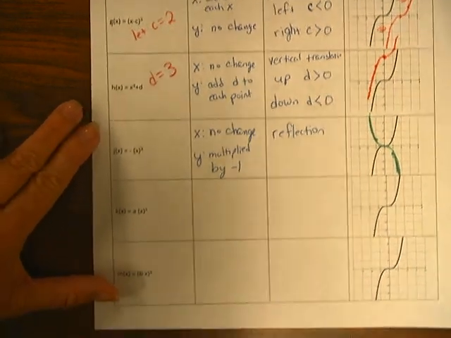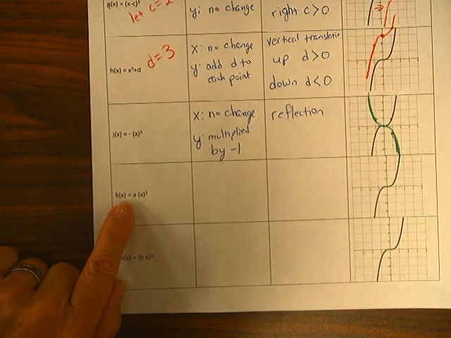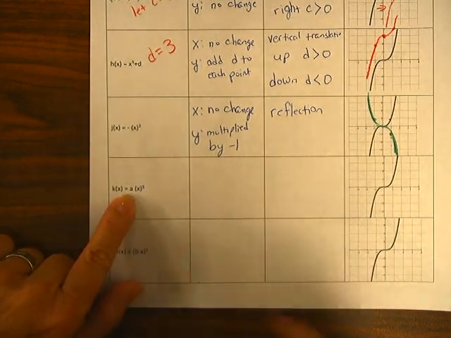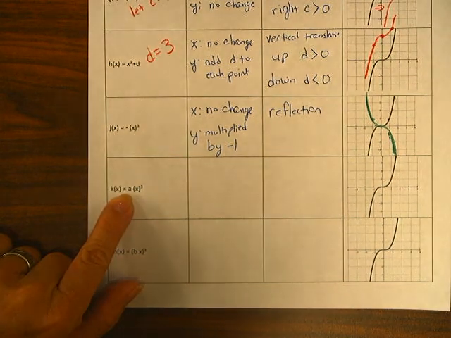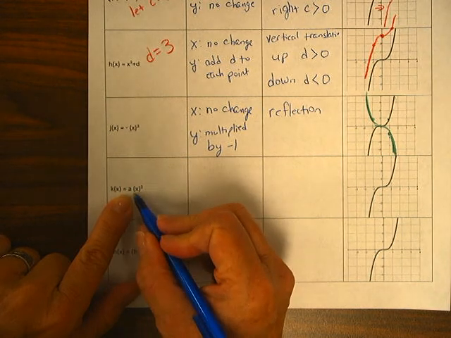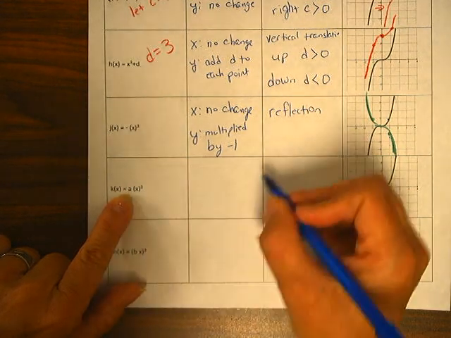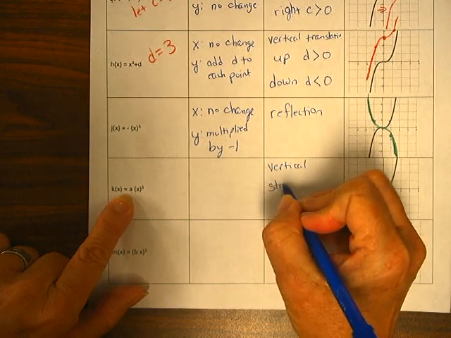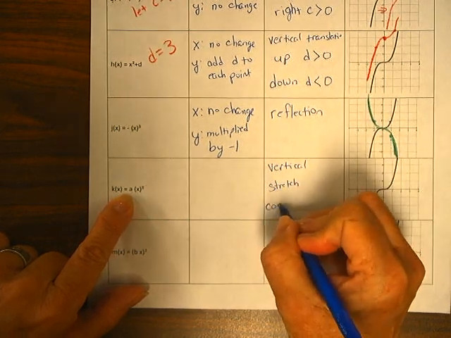Okay, function k. We get this function when we take our cubic parent function and multiply it by a. So a is outside those parentheses. So if we remember from previous functions, this one does our vertical stretch or compression.